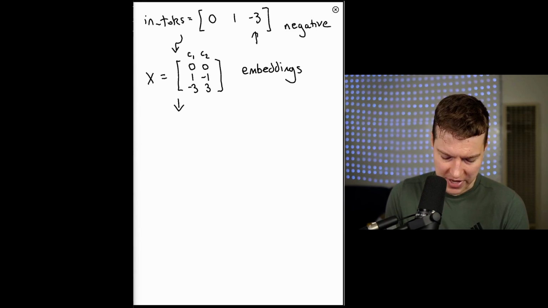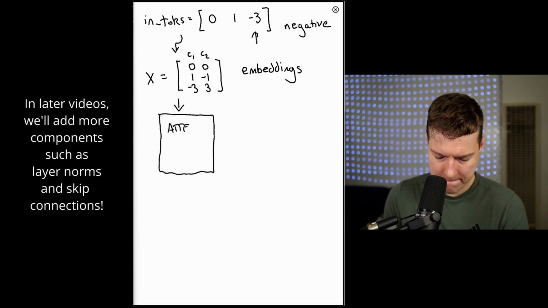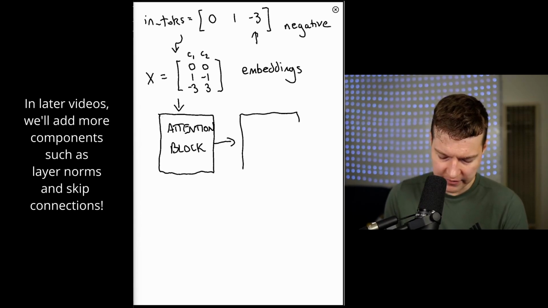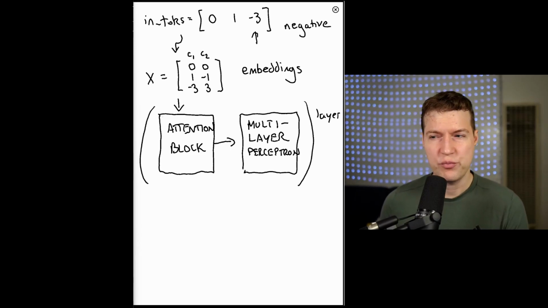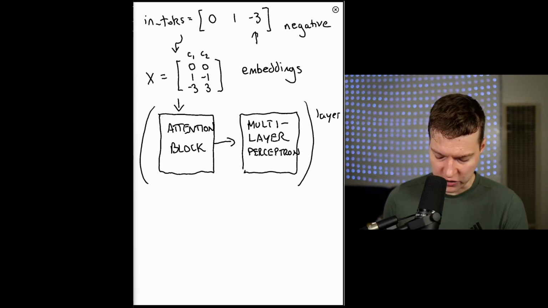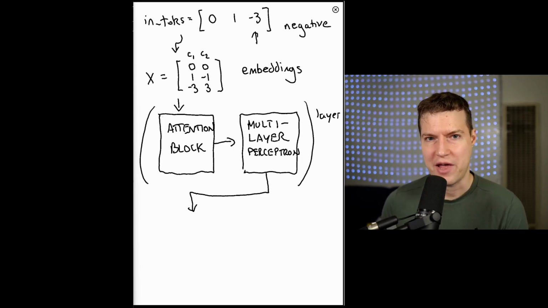So the next stage is we pass this into the attention block. In a normal transformer, we would then pass the output of that into a multi-layer perceptron, or you might hear it called a feed-forward layer. This represents one layer, and you can have multiple layers in your model. So the output of this would then feed into the attention portion of the next layer.